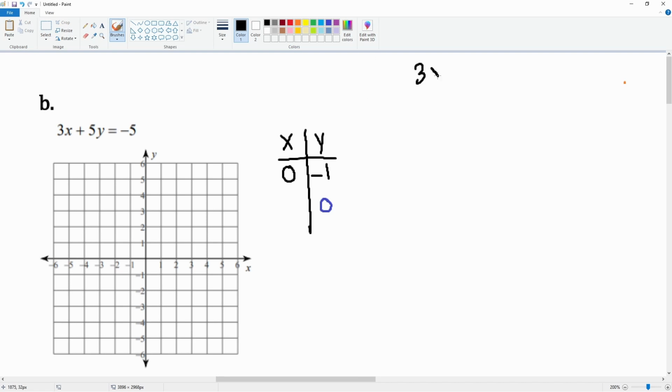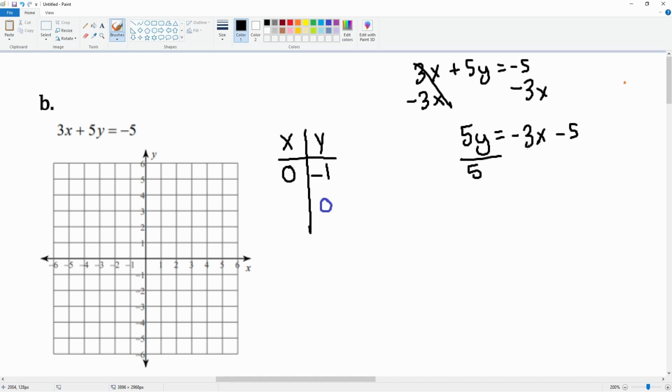So 3y plus 5x is equal to negative 5. If I minus 3x to both sides, this cancels, leaving me with 5y is equal to negative 3x minus 5. I divide the 5 to everything here. Okay, this cancels, leaving me with y is equal to negative 3 over 5x minus 1, negative 5 over 5. Now, this gives me something really important here.